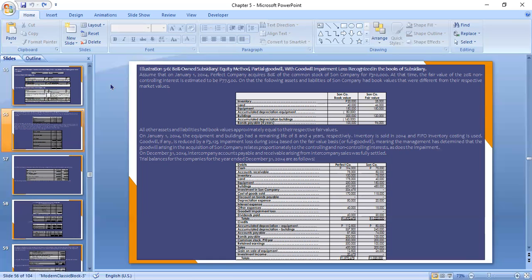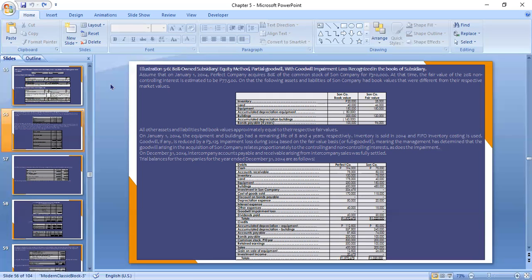So now, all other assets and liabilities had book values approximately equal to their respective fair values. On January 1, 2024, the equipment and buildings had remaining lives of 8 and 4 years, respectively. Inventory is sold in 2024 and the FIFO inventory costing method is used.